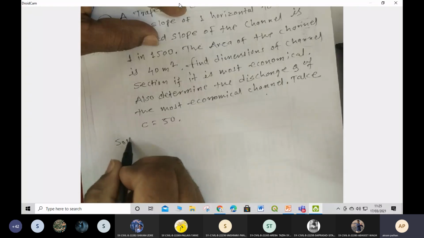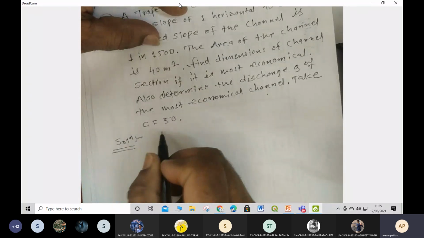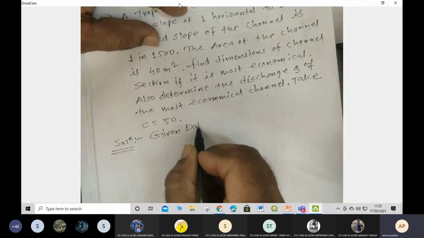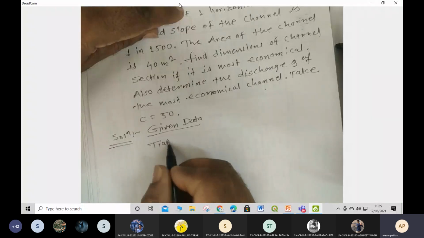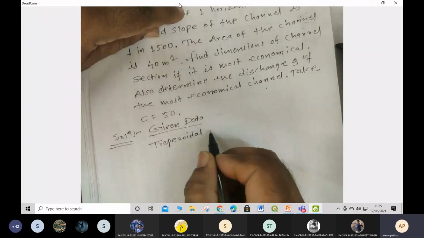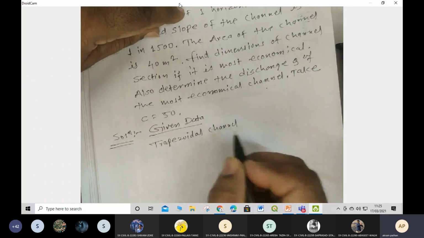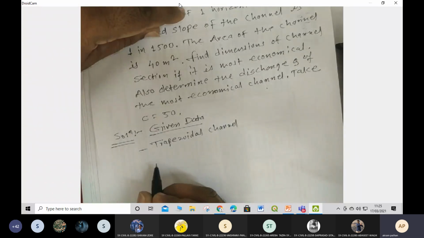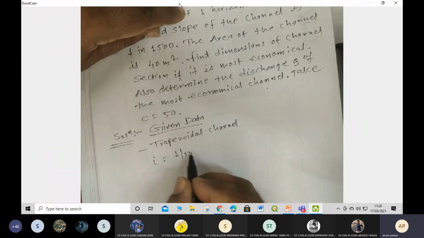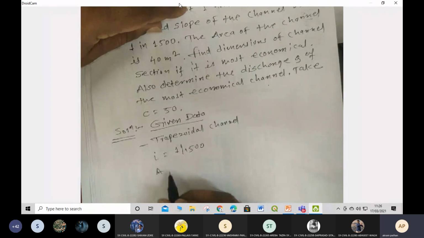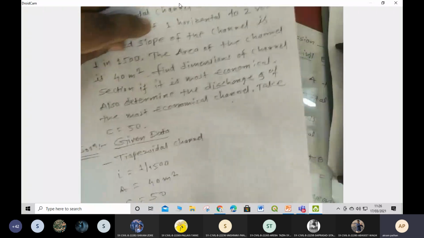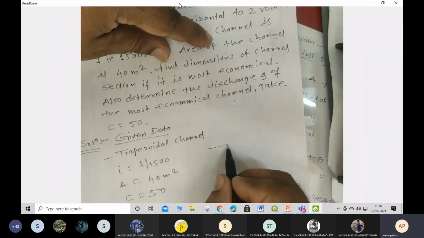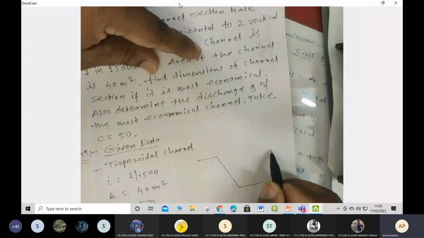So we have to write down the solution. First we need to write down the given data. Whatever data is given, first we need to write it down. The trapezoidal channel section is given. First write down the shape of the channel, trapezoidal channel. Then the bed slope of the channel is given, 1 in 1500. Then area of the channel section is given, 40 meter square, and Chezy's constant is given, 50.